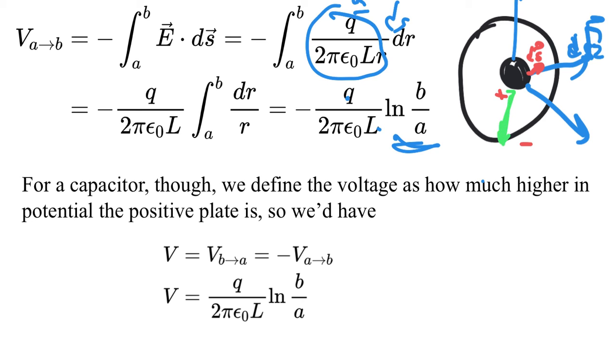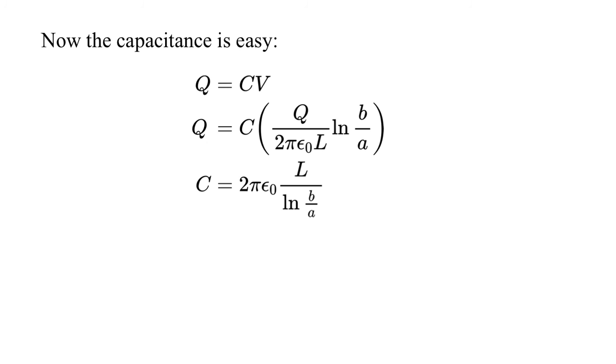That was my path, but we usually define the capacitance, we define the voltage as being how much higher the positive plate is. So I really had wanted to integrate this way, and the way I do that is just turn everybody around, and so I find that the voltage difference on this capacitor is Q over 2 pi epsilon naught L times the natural log B over A. At that point, the capacitance becomes easy.